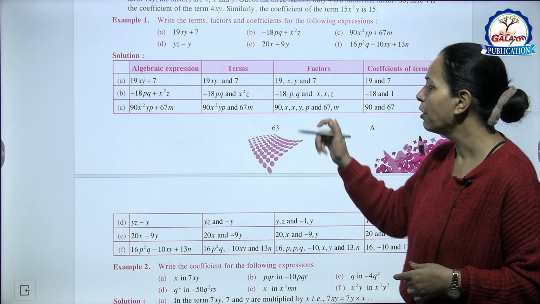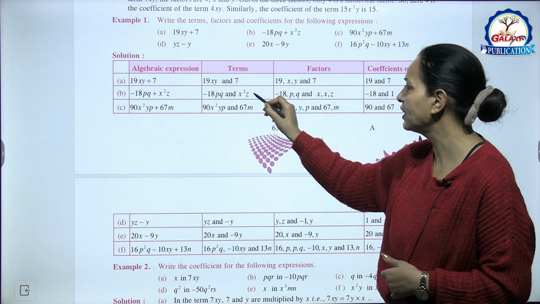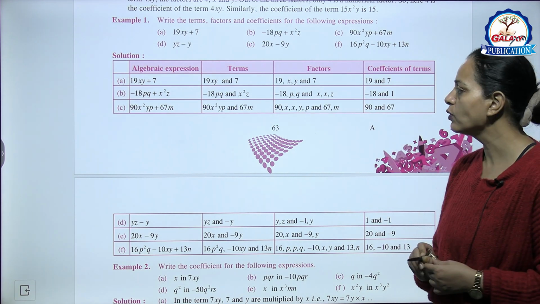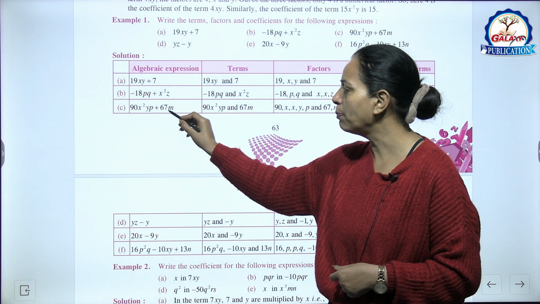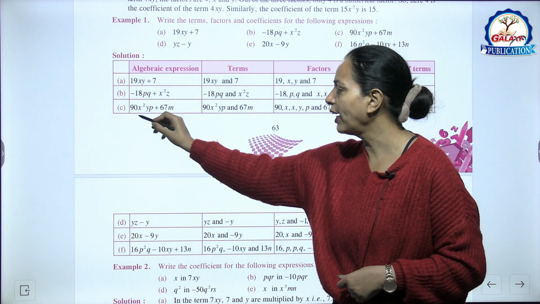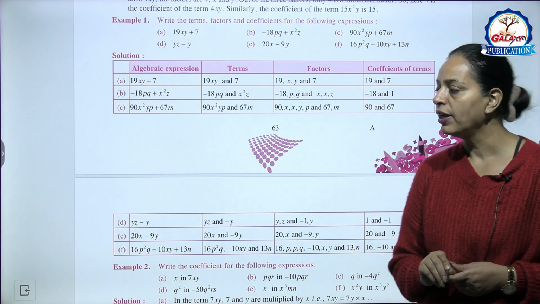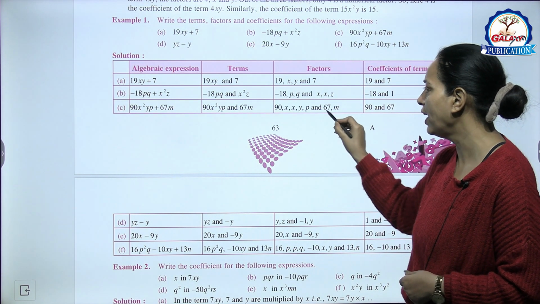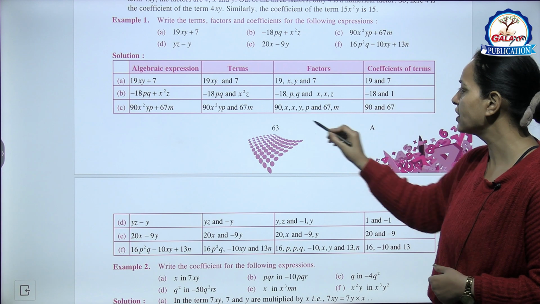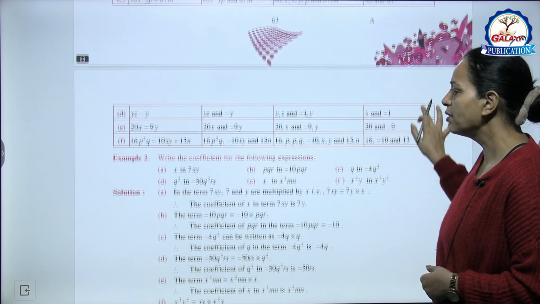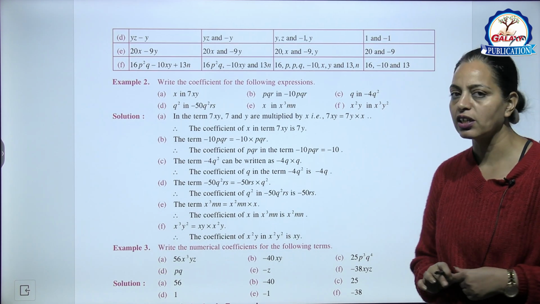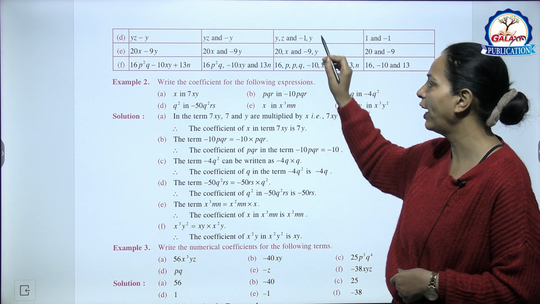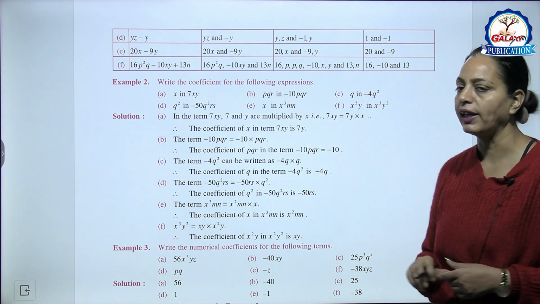So what are the factors? Minus 18, p and q, and x, x and z, and coefficients are minus 18 and 1. Now C part, 90x square yp plus 67m. So terms are 90x square yp and 67m. Factors are 90, x, x, y and p, and 67 and m, and coefficients are 90 and 67. Similarly, D part, yz minus y, terms are yz and minus y, factors are y, z and minus 1, y, coefficients are 1 and minus 1.